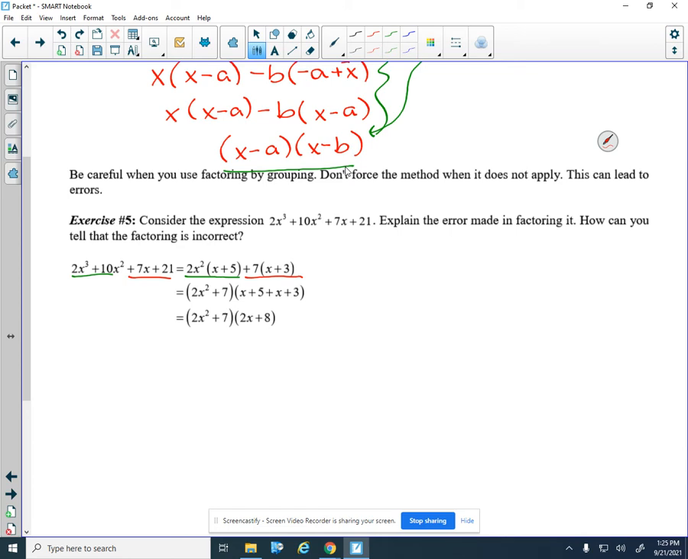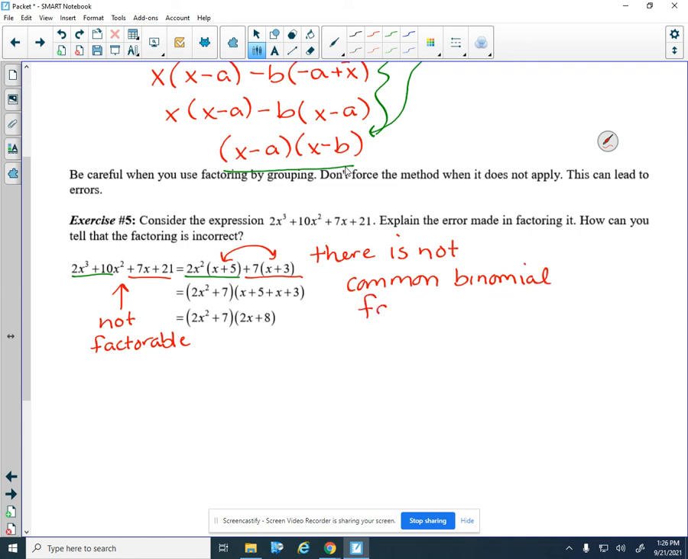So this person was like, it's not quite right, but I'm going to make it work. So they decided to add these two together because they didn't match. Okay? We can't do that. The binomial has to match to take it out. Okay? So this one we would actually say is not factorable. Okay? And we would say there is no common binomial factor.